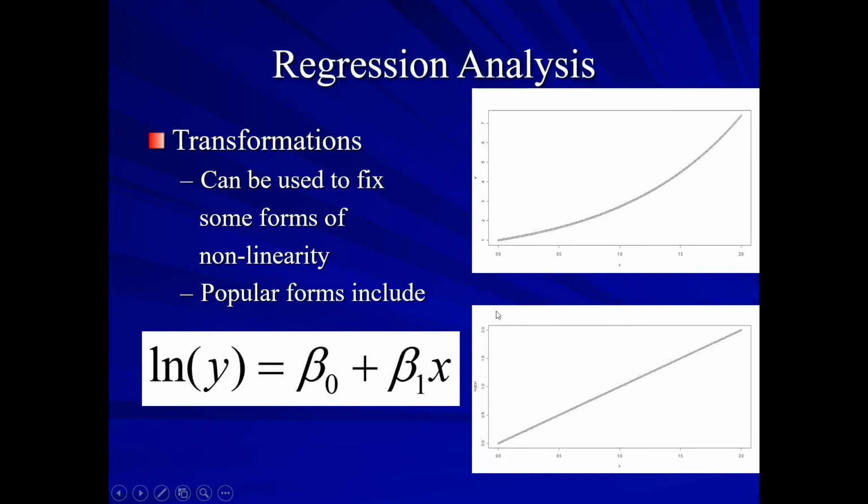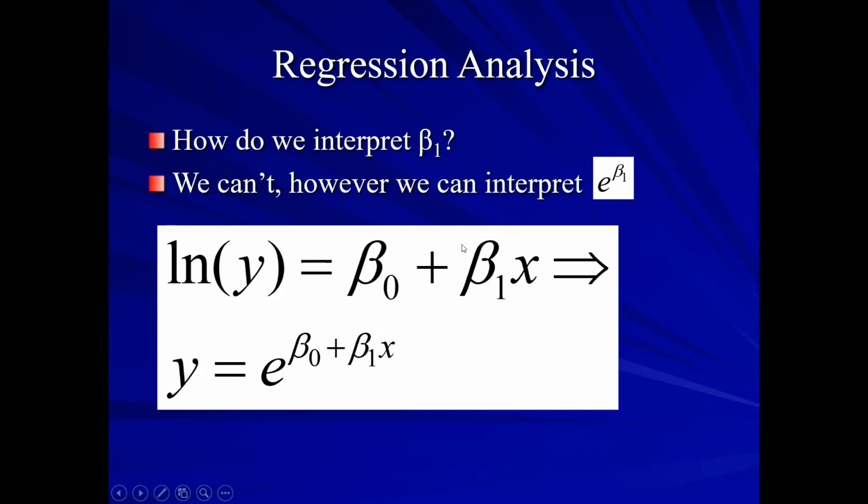Another example of natural log transformation can be seen here. Again, I've got exponentially distributed data. However, if I take the natural log of y and set it equal to beta 0 plus beta 1 x, I get a linear line. But then I'm left with the question, how do I interpret beta 1? And the answer is I can interpret beta 1, but I can't interpret e to the beta 1.